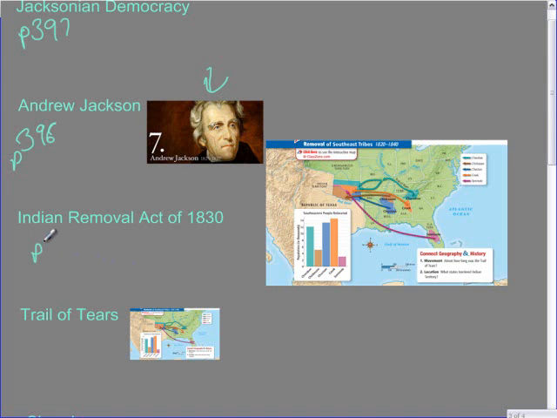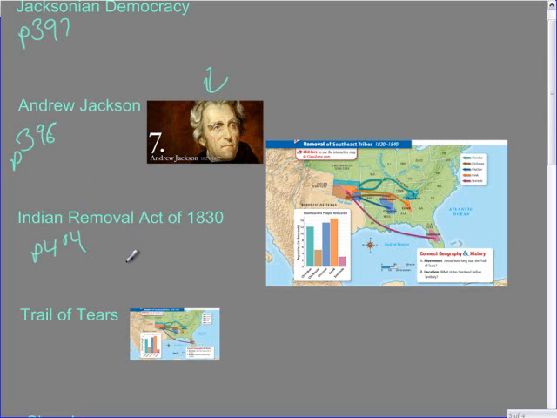You can find this on page 404. Basically, it does exactly what the name of it says it's going to do. It removes the Indians, and it moves them to an area known as the Indian Territory, and that is where present-day Oklahoma and Kansas are.